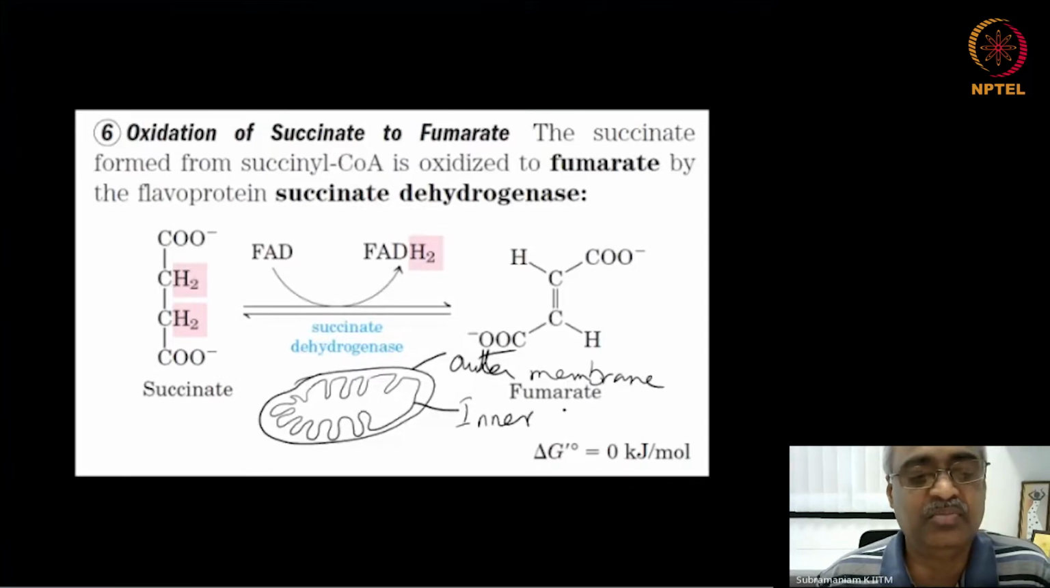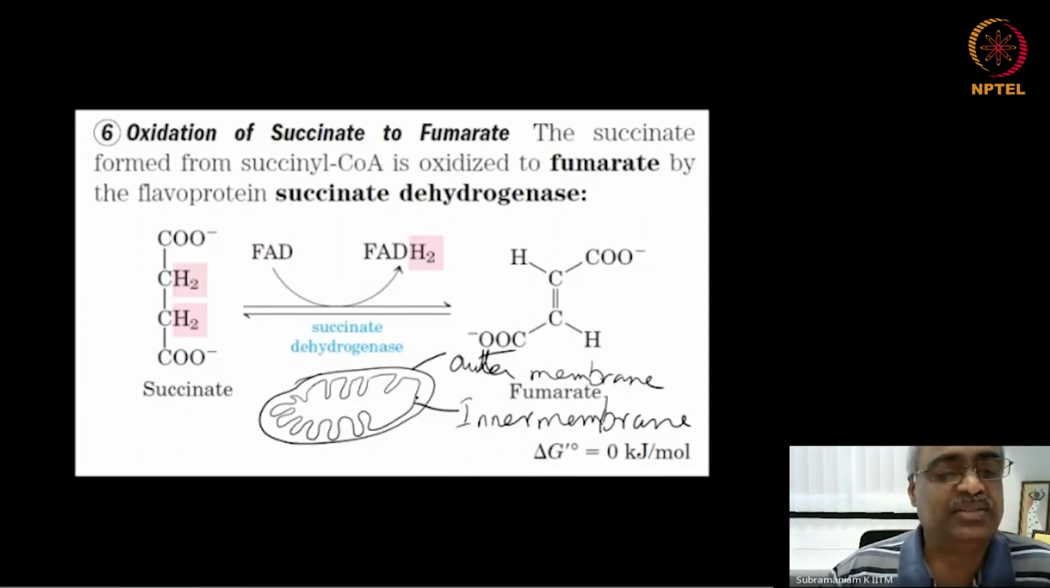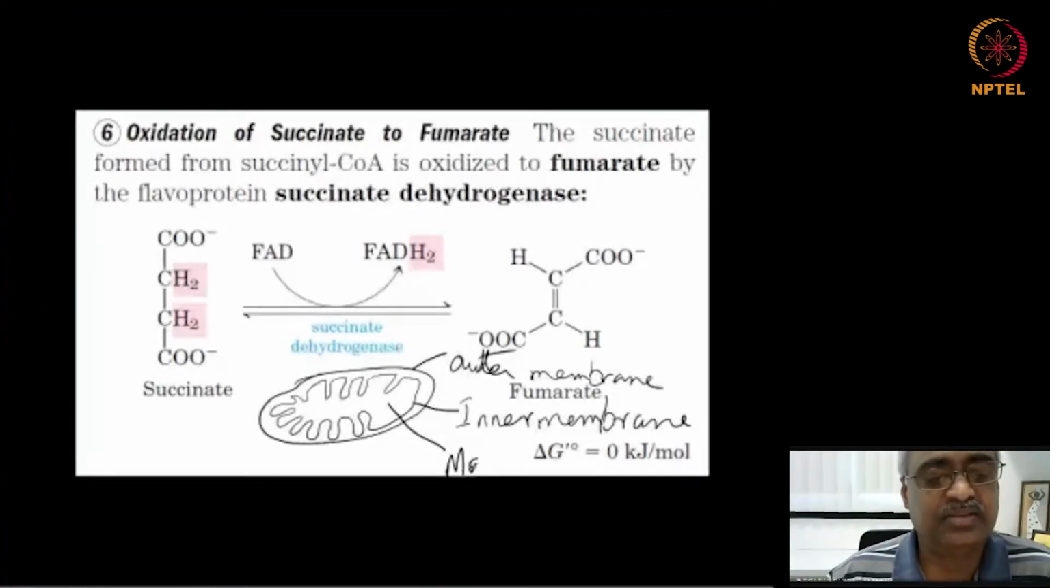On that membrane is where all the oxidative phosphorylation we are going to learn are present. The electron transfer complexes are present. And this inner phase is what is matrix.